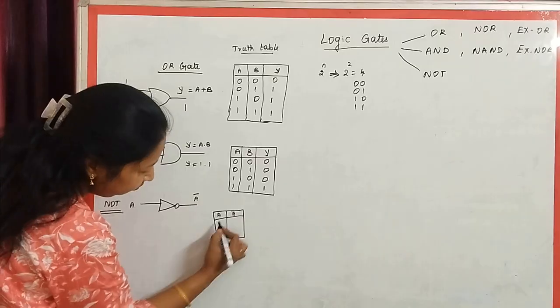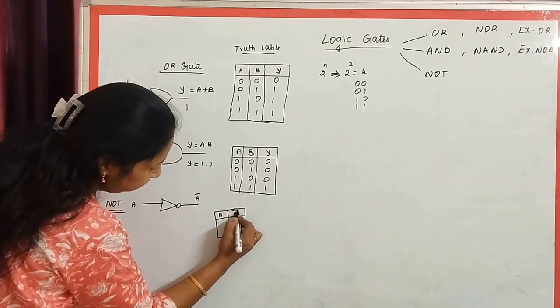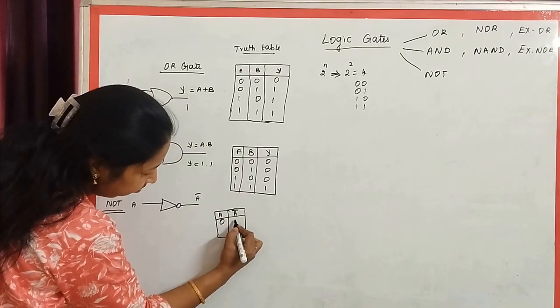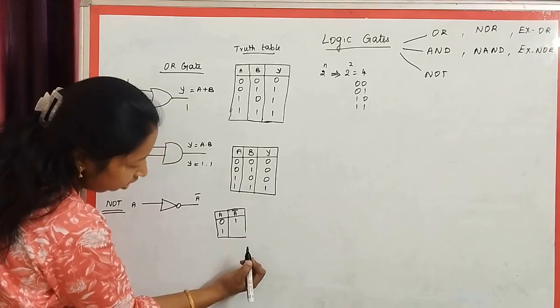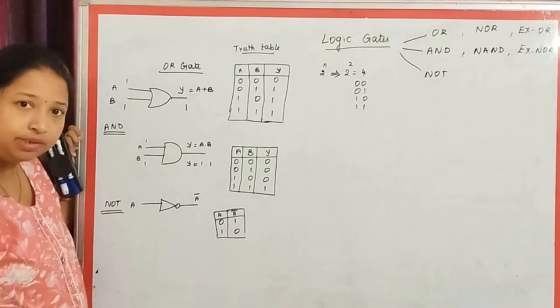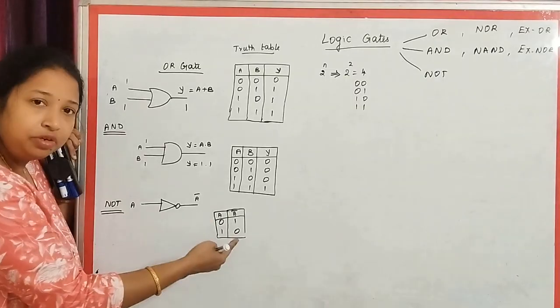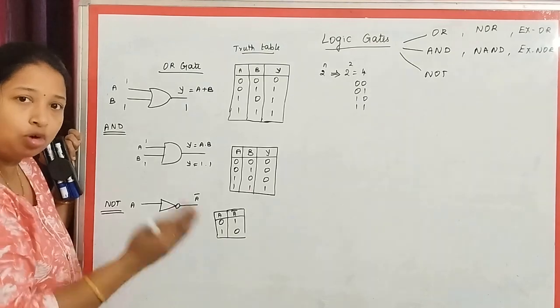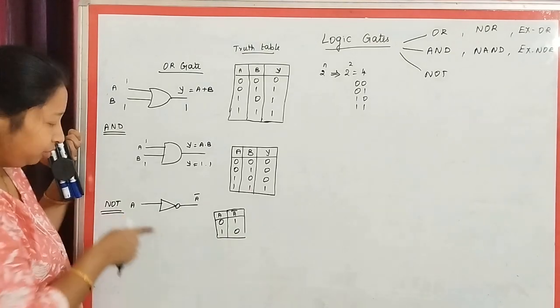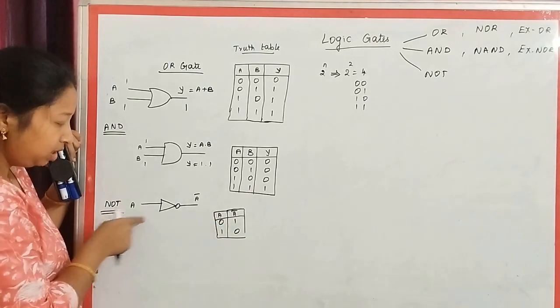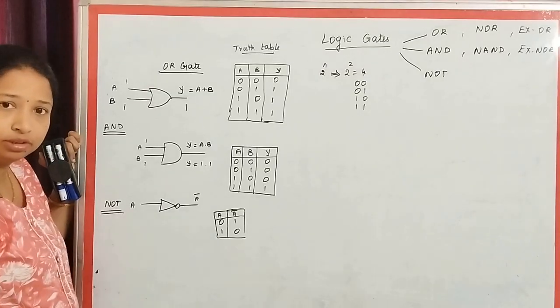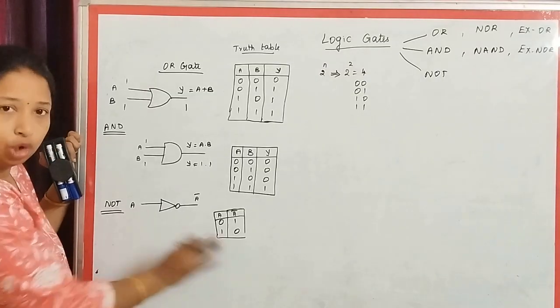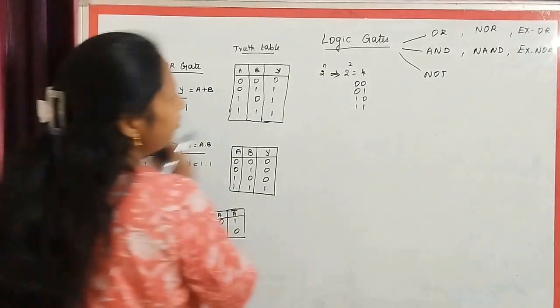A bar. Fine. If I give 0 as an input, my output will be 1. If I give 1 as my input, my output will be 0. Meaning the output is going to become a toggle. Whatever input you give, the output will be a toggle of it. Toggle meaning it is just the opposite of it. If I'm giving 0, my output will be 1. And if I give 1, my output will become 0. Clear? This is called NOT gate. I hope you're clear with this now.